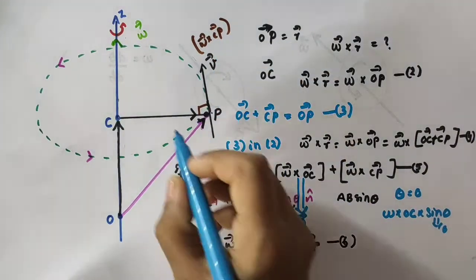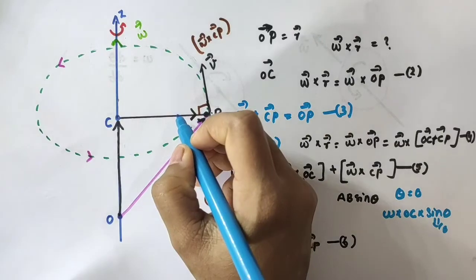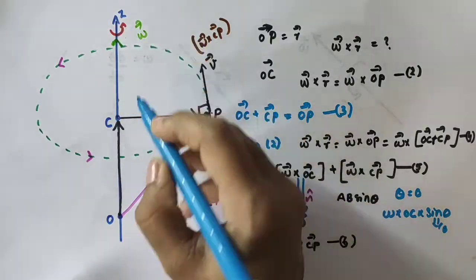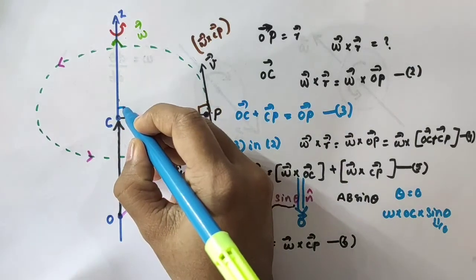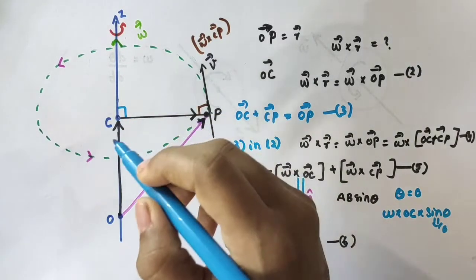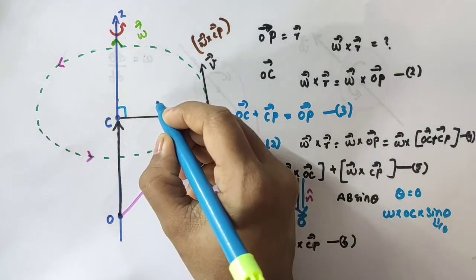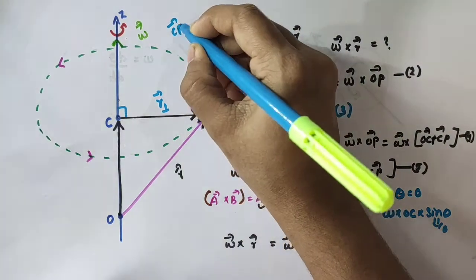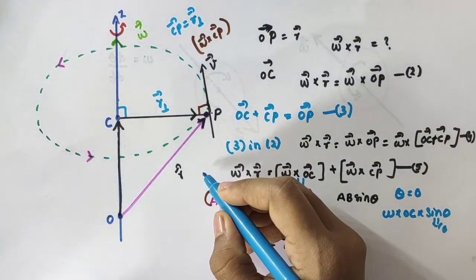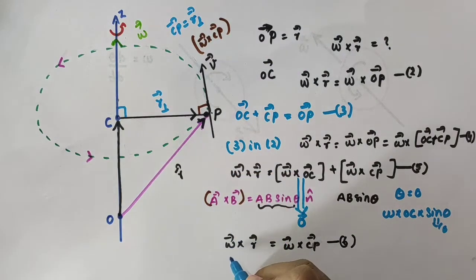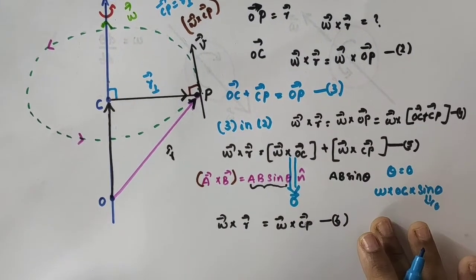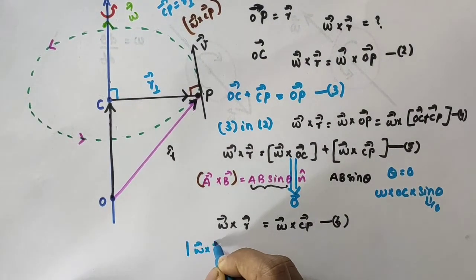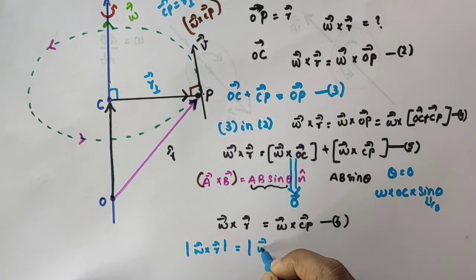See, vector CP is actually the radius vector, and vector omega and vector CP are perpendicular to each other. So I am just representing vector CP by vector R perpendicular. Alright, so what about the magnitude of this vector omega cross vector R? We can write it as the magnitude of vector omega cross vector CP, which is equal to what?